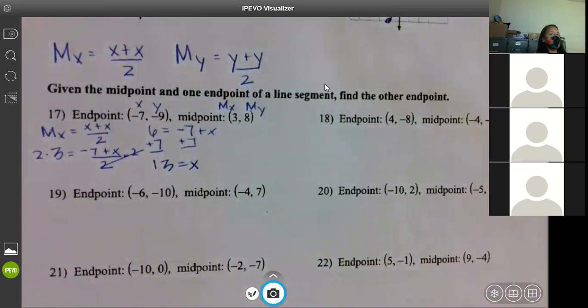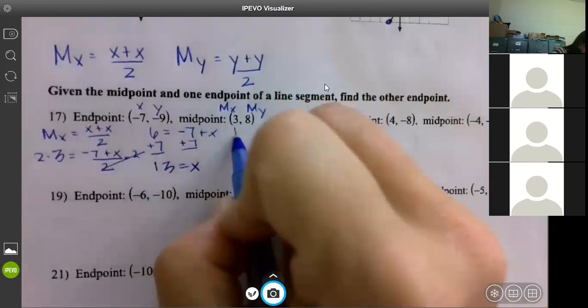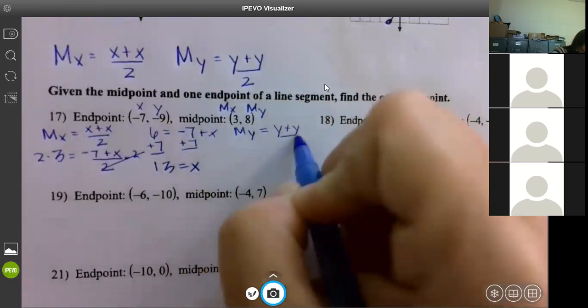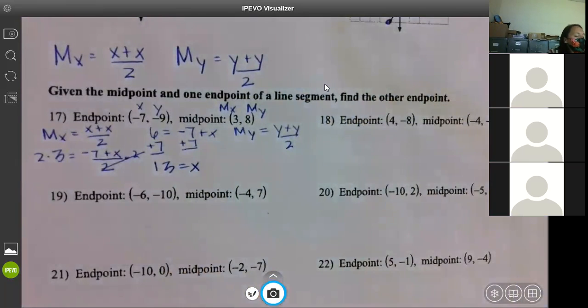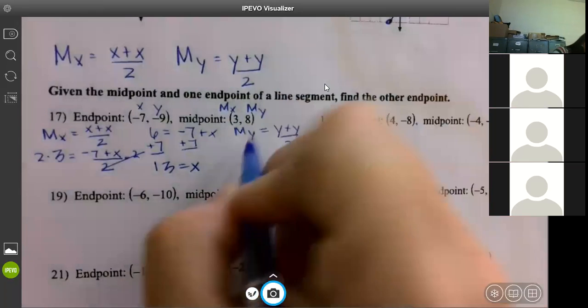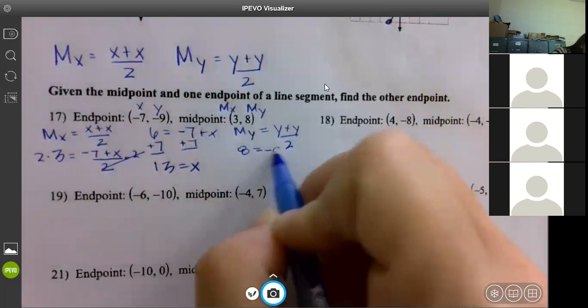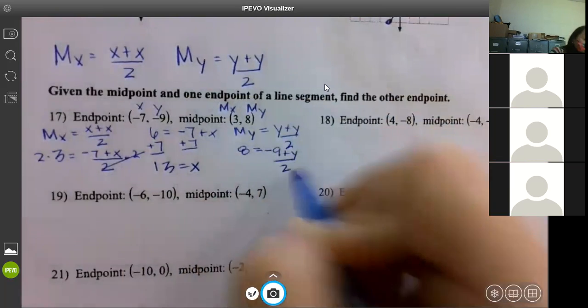You're going to do the same thing with your y. Remember, I told you this is the sucky way to do it, right? I will teach you a better way in just a minute. Just at least answer my questions. We still have to solve equations all the time. All right? Our midpoint y equals our two y coordinates divided by 2. But we don't have two y coordinates. We just have 1. What's our midpoint y? 8. Our other y coordinate is -9. And then we're going to divide by 2.